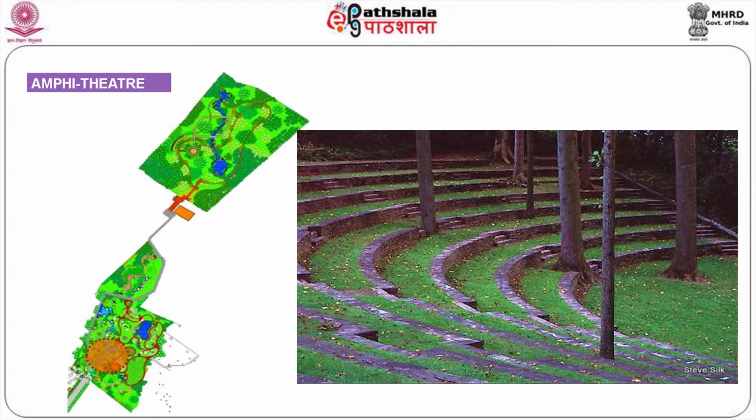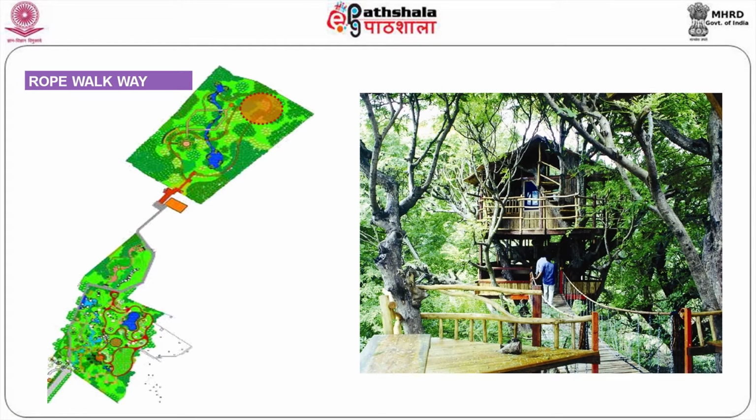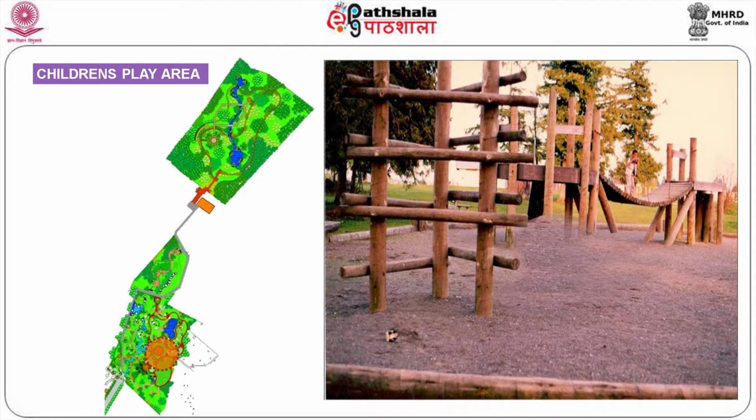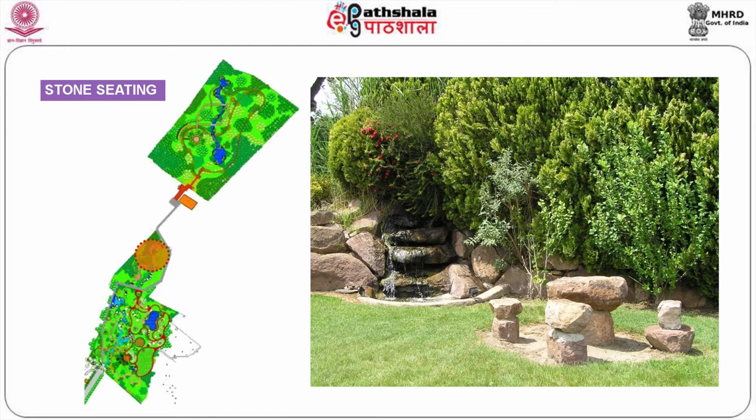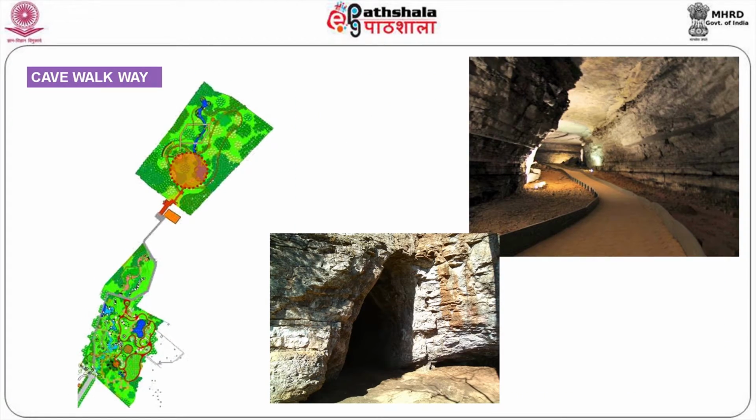Amphitheaters, a walkway with Kurunji flower on the ground, tree houses, a walkway for the tree houses, a play area for the kids with wooden logs and wooden materials, the waterfall, stone seatings, tree walking, caves.